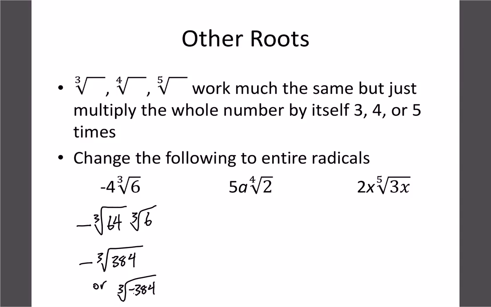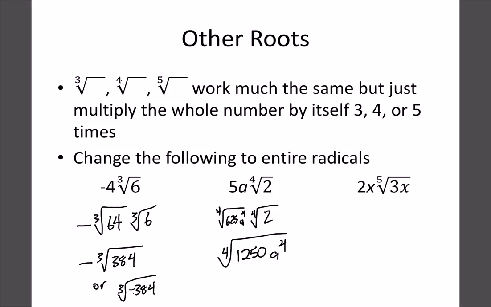Okay, our next one we got 5 and then a fourth root of 2a to the 4. So we want to change that to a fourth root. So 5 times 5 times 5 times 5, do that 4 times, we get 625. And then we'd have a to the 4. So now when we multiply these things out, 625 times 2 would be 1250, a to the 4.